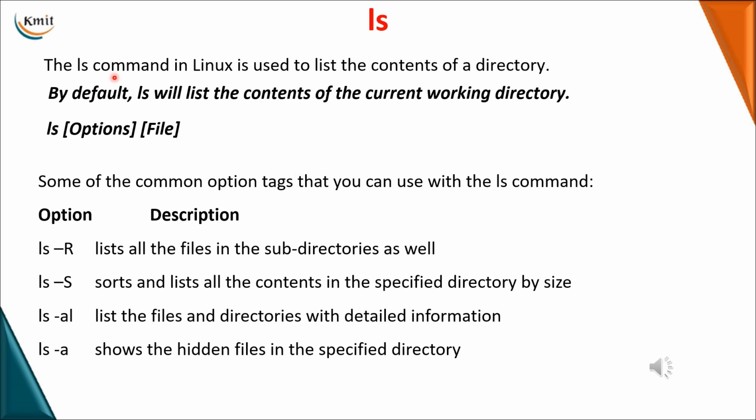Now we have the next command here, which is ls. The ls command in Linux is used to list the content of the directory. If you want to know what all the files are that are present in your directory, you can use ls. And we have different options with ls, which is ls -R, which will list all the files and the subdirectories. If you want to list the files according to size, you can use ls -S. And if you want information about each and every file, the size or type of the file, you can use ls -al, and ls -a in order to display the hidden files of the directory.